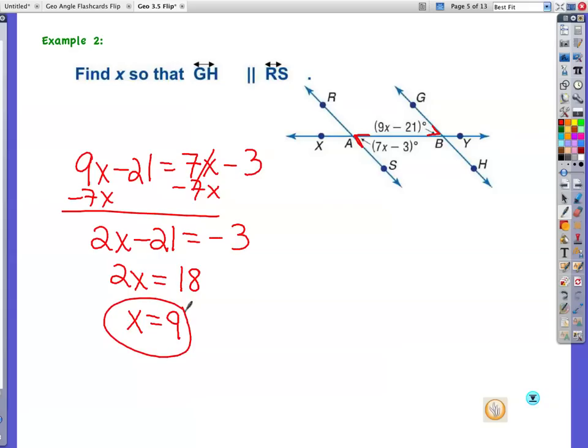If you want to check your work, which would be a good idea on a quiz or test, here's what you're going to do. You put 9 in there, and you get 81. 81 minus 21 is 60. I try 9 over here: 9 times 7 is 63, minus 3 is 60 degrees. They are congruent. Everything is hunky-dory.